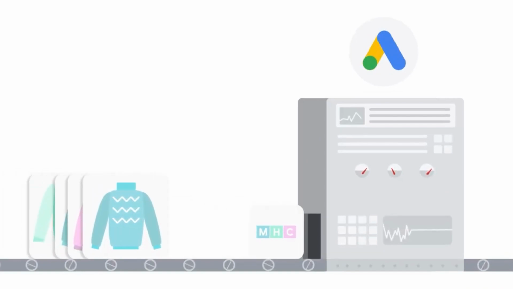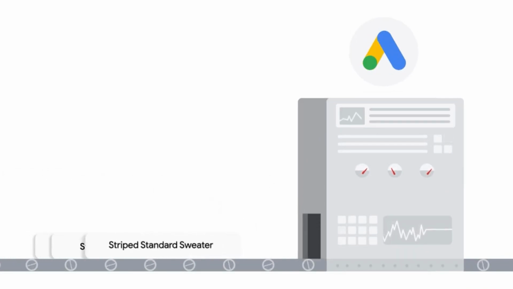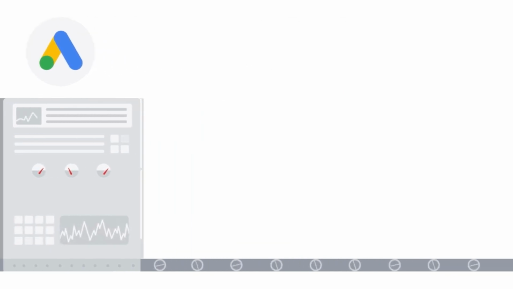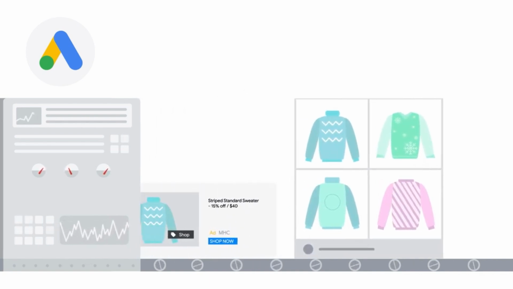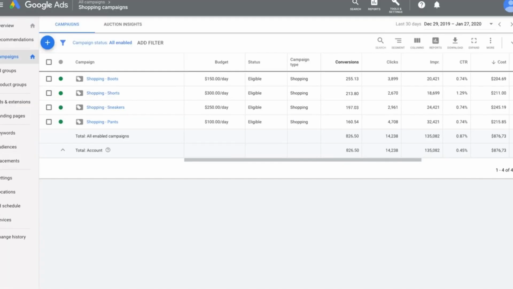Lastly, upload your assets such as a logo, image, and text. Click Save and you're all set. These assets will be used to create responsive remarketing ads for Google Display and YouTube. And that's how you use Google Ads for shopping campaign.